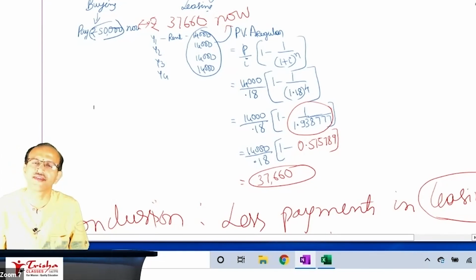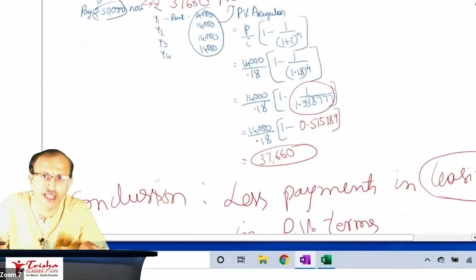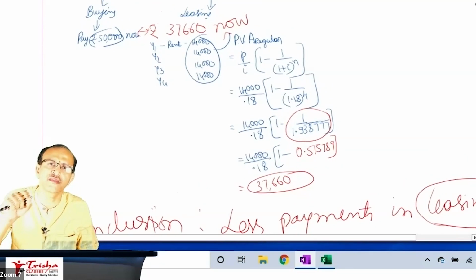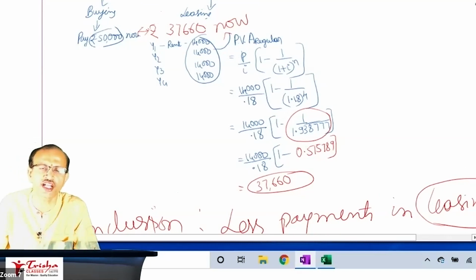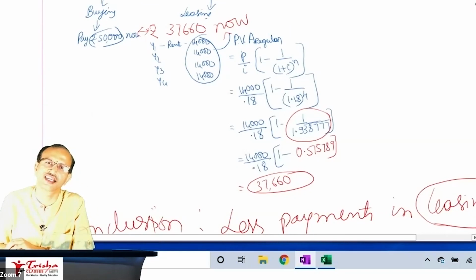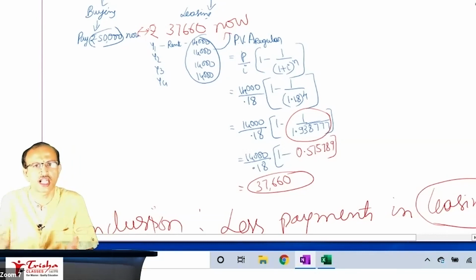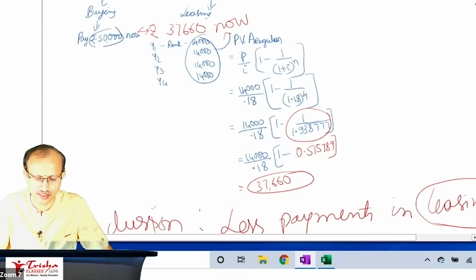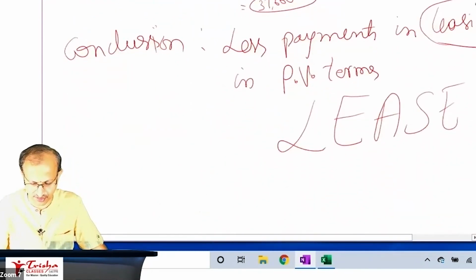That is 37,660. So when you compared, we came to know that in today's date, present value date, the leasing involves lesser payment. You said 14, 14, 14, 14. Today's date, if it is a lump sum money you want to pay and you don't want to pay each year, then you pay just 37,660. Here you pay 50, here you pay 37,660. Both come for 4 years, then lesser payment is there only in leasing. The option is leasing. Okay. So finally to conclude, leasing is a better option.